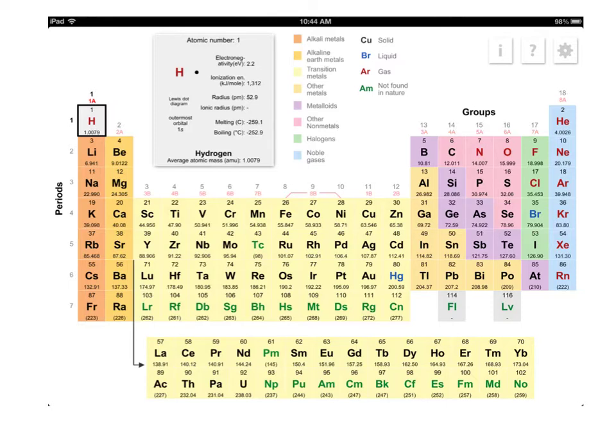So here they are, they're organized. Remember, these were all discovered at different times, and somebody, Mendeleev, was very smart and figured out how to organize these.